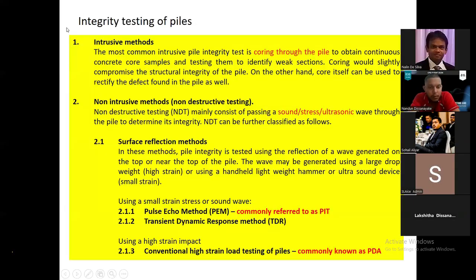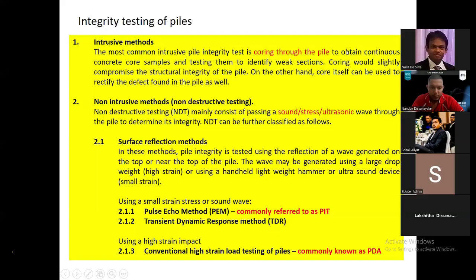Then if I talk about the integrity testing, integrity testing is basically carried out to check the construction quality of the pile. We can broadly categorize integrity testing into two: intrusive methods and non-intrusive methods, right? Intrusive method means you're basically drilling a core through the pile to inspect the quality of the core. So this is actually creating a hole through the pile. It will slightly affect the pile integrity.